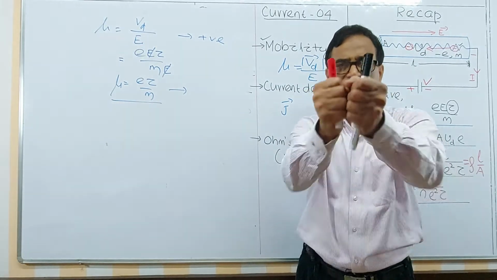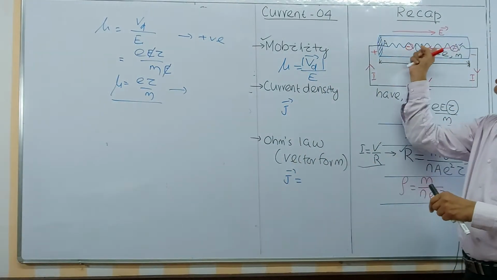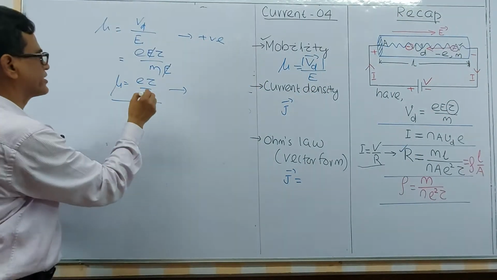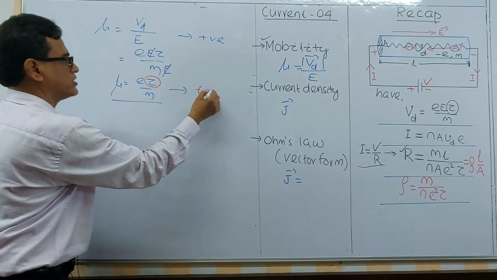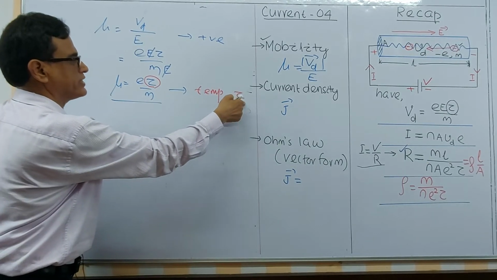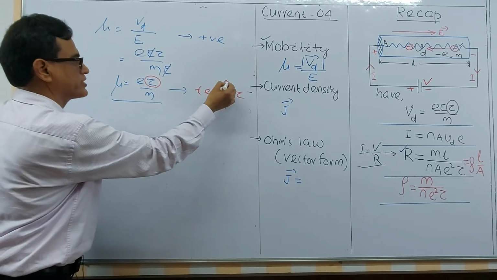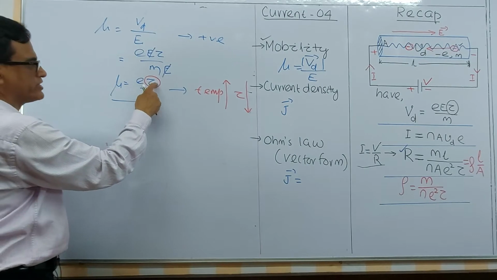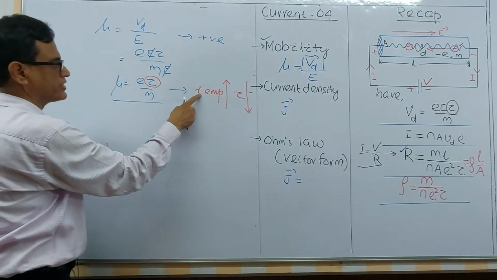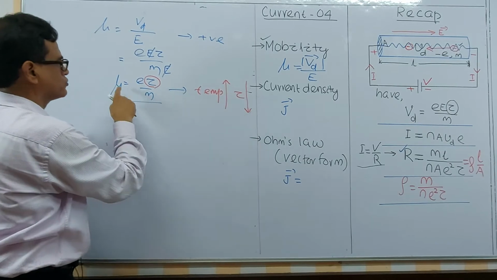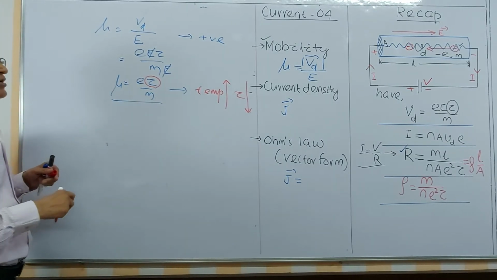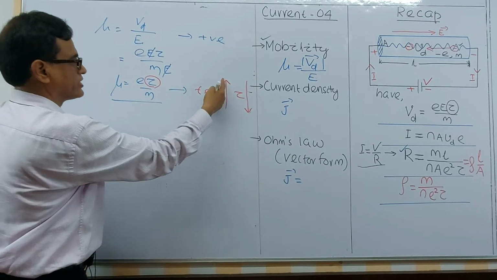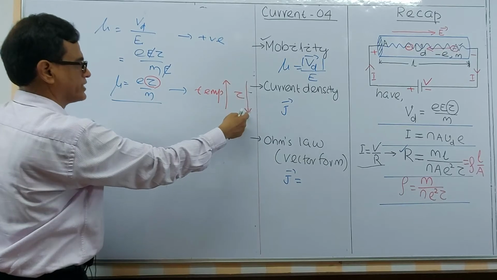The mobility of charge carriers inside a conductor depends only on temperature, because with temperature the relaxation time changes. If temperature increases, relaxation time decreases. You may be asked a question: if temperature increases, what happens to mobility? Temperature increases, relaxation time decreases, so mobility decreases. So this depends on this. I think you know this one.